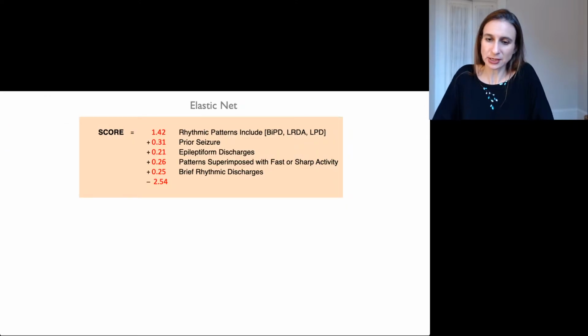So I'm going to give you an example where we start with an elastic net model. This is a seizure prediction, so the same task as the 2HELPS2B score. So we're predicting seizures in critically ill patients.